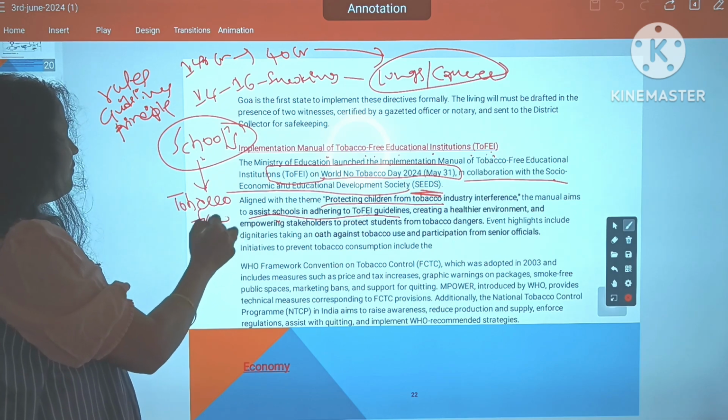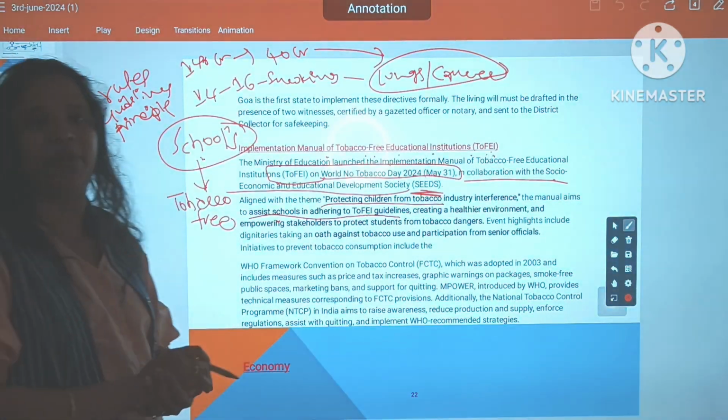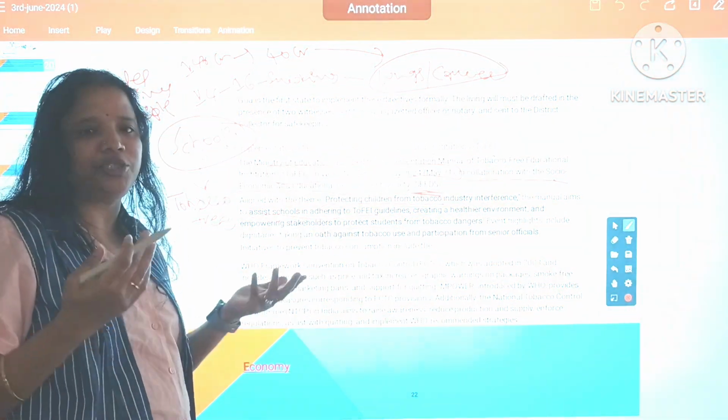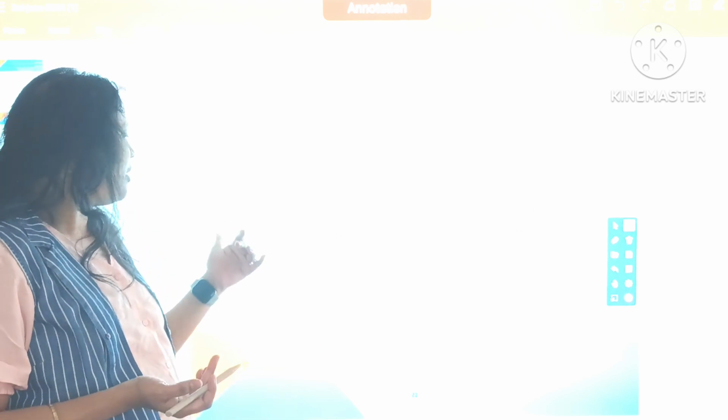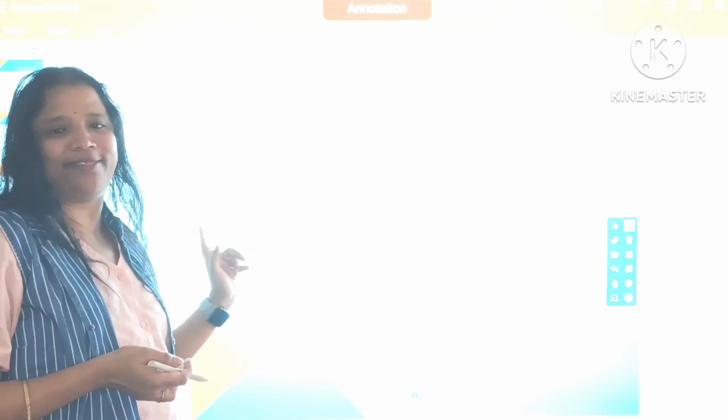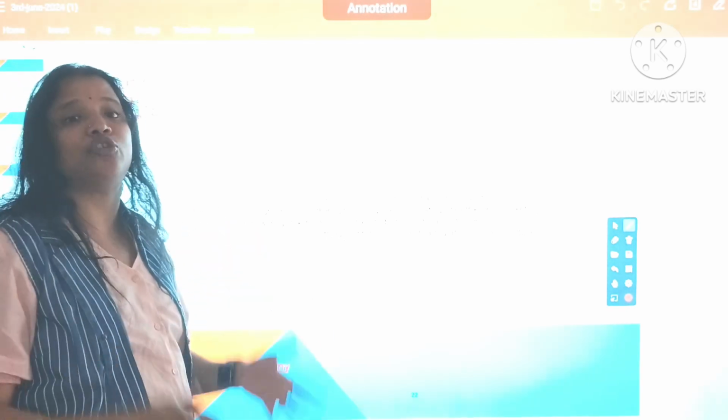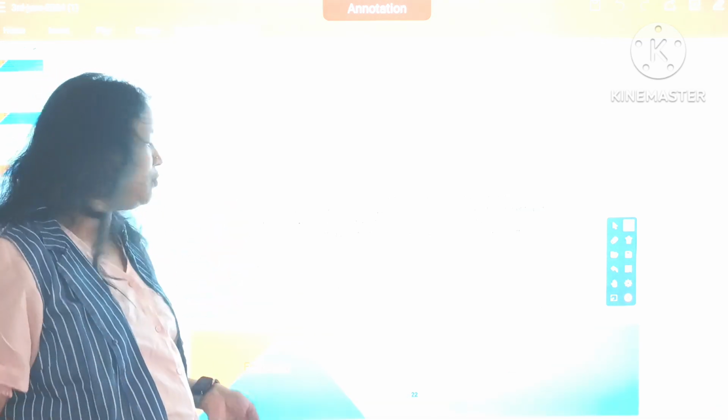Tobacco free means for every school there will be some discipline, like kids must wear the uniform, the shoes, the tie, the badge. Along with that, another provision is added to the school discipline, that is to make the kids tobacco free, and ensure they are not smoking outside the school.